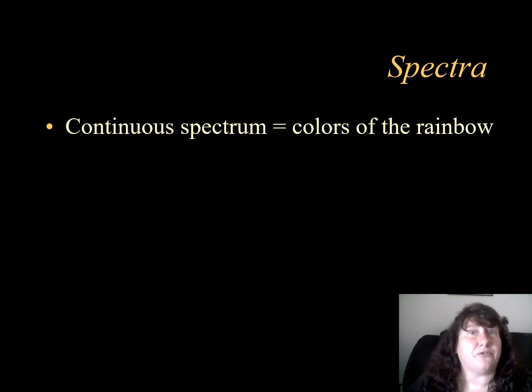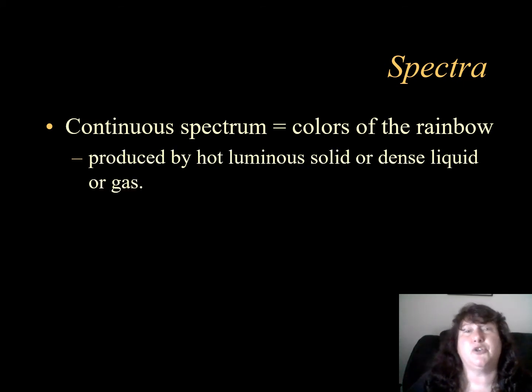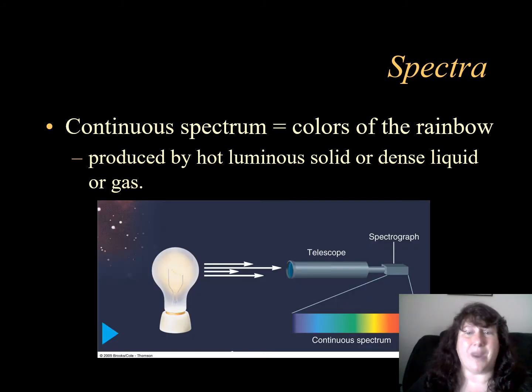So a continuous spectrum is a rainbow of color. It's produced by a hot, luminous solid or a sufficiently dense liquid or gas. So it has to be really, really dense, like our sun is a really dense plasma, and that produces a continuous spectrum. When you're looking at these definitions, please make sure you memorize them. They will be on the quiz. So here's the way that I remember it. If I take light from a light bulb, which is a very hot, luminous solid, it's a wire that glows, that's going to give off a rainbow.